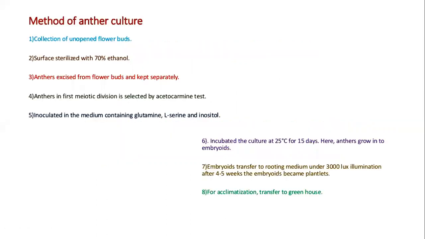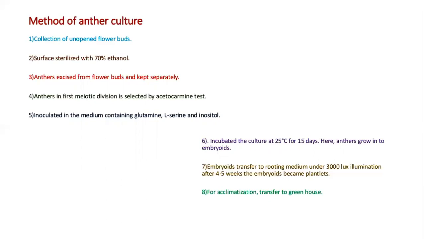So, what is the method of anther culture? First, we have to collect the mature flower buds, and these flower buds are surface sterilized with 70% ethanol, along with some other surfactant or sterilizing materials. We can use mercuric chloride also, and after that the anthers are excised from the flower bud and kept separately. The anther in the first meiotic division is selected by acetocarmine test.